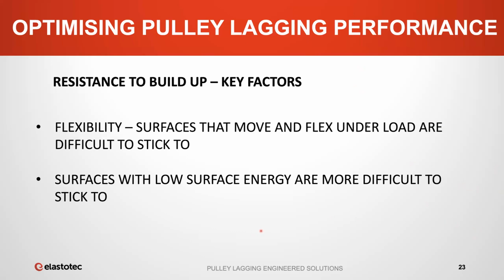At Elastic, we have used polyurethane on a number of non-drive pulleys where there's been localized wear showing in rubber lagging. And just the change to PU lagging has greatly reduced this. And that's due to a combination of the low surface energy and the improved abrasion resistance.